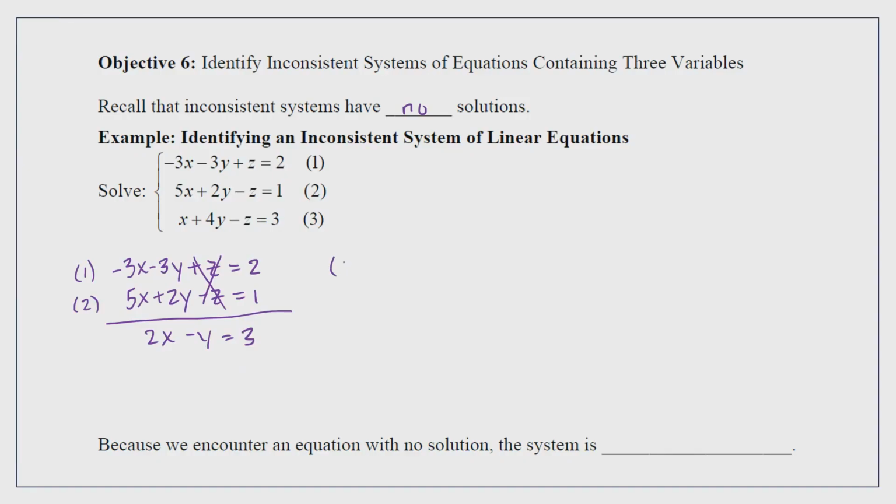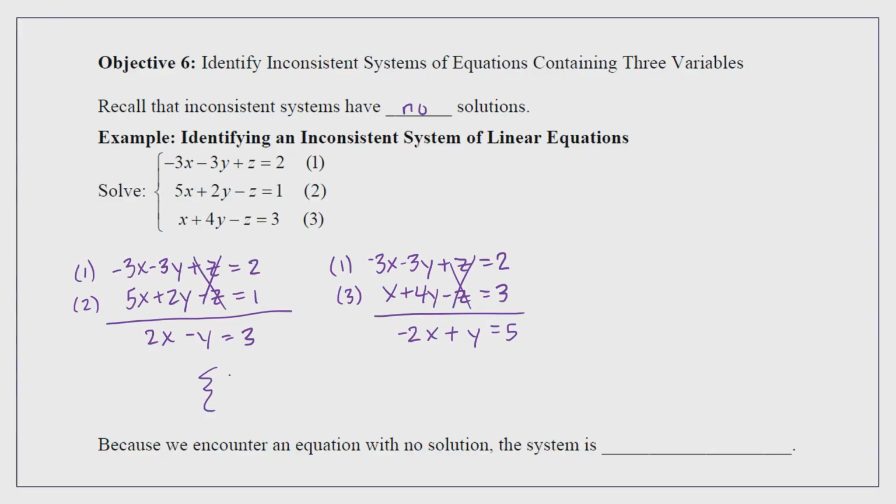And then we'll take equation 1 and 3. So minus 3x minus 3y plus z equals 2. And x plus 4y minus z equals 3. Add those together. So we'll have minus 2x plus y, the z's cancel, equals 5. So our new system, our two equation system, is now 2x minus y equals 3 and minus 2x plus y equals 5.